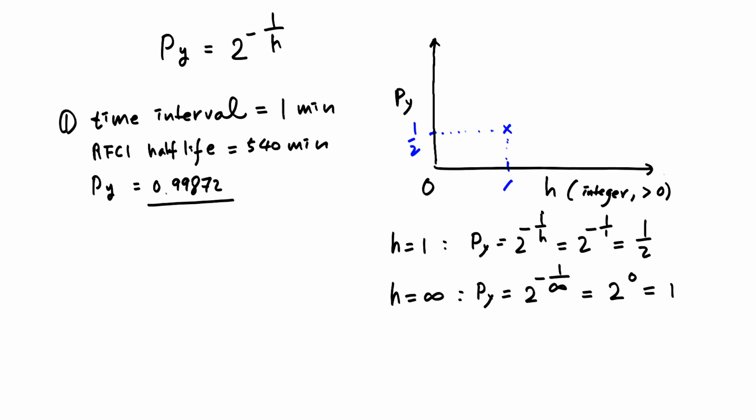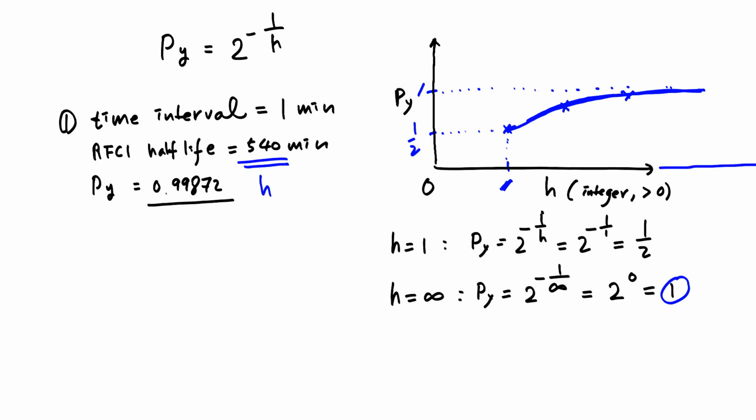So if h becomes very large, then we approach this value 1 for Py. So we start from 1/2, and it will be something like this. We have some value for 2, some value for 3. As h increases, we will approach 1 for Py. So this is the plot basically we get. If you keep going in this direction, somewhere we have this 540, right? And that value will correspond to 0.99872.